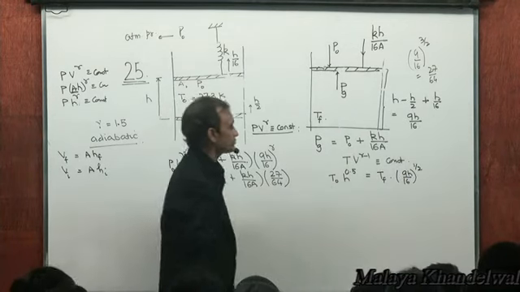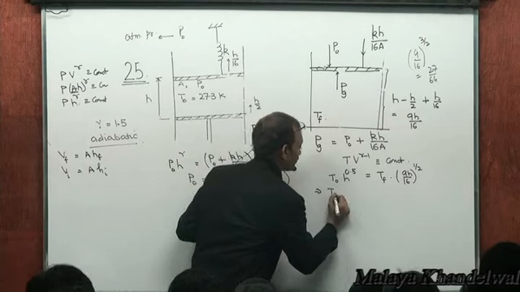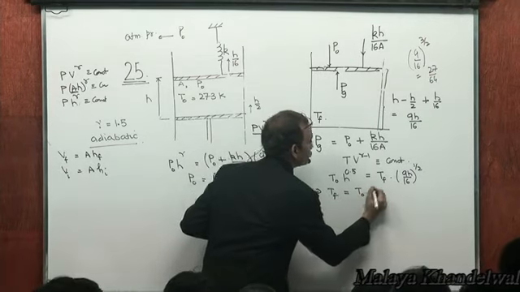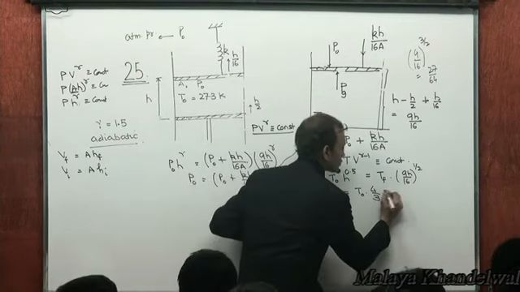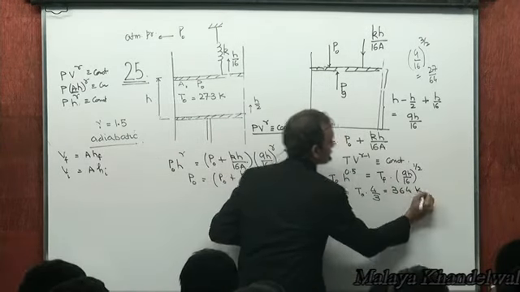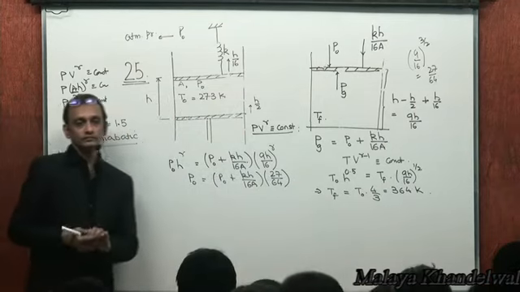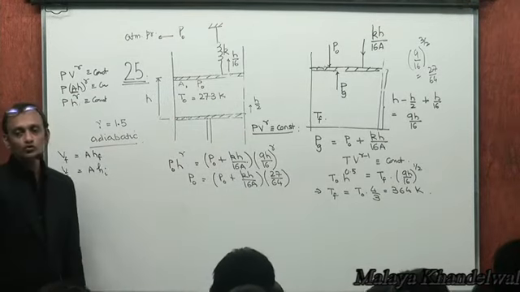Three by 4. So TF is going to be T naught into 4 by 3. 91, 364. 364 Kelvin. T naught is 273.